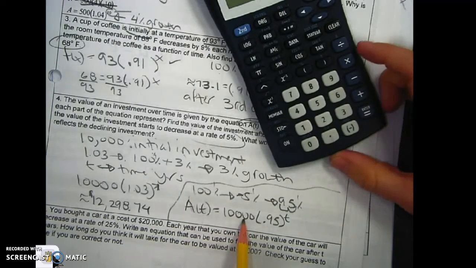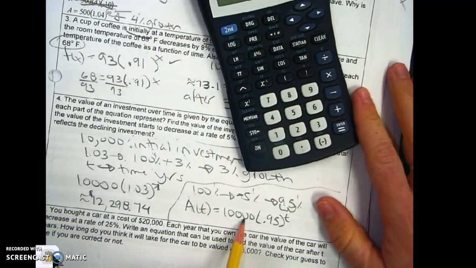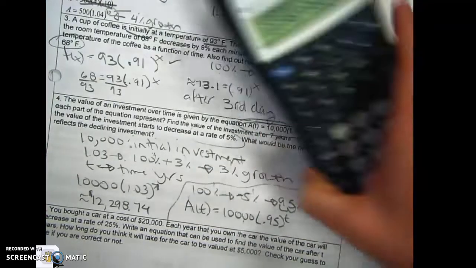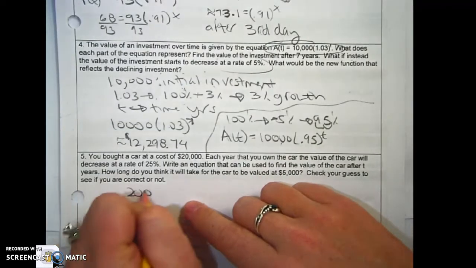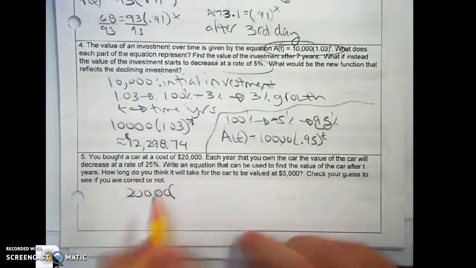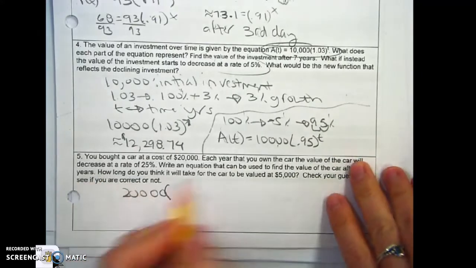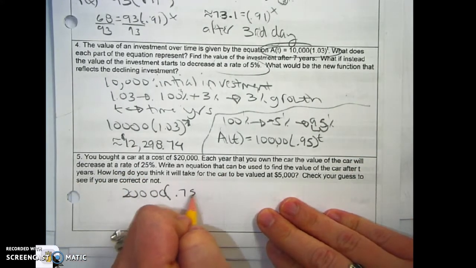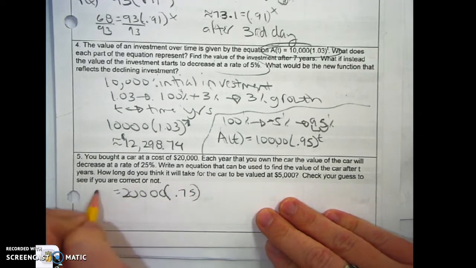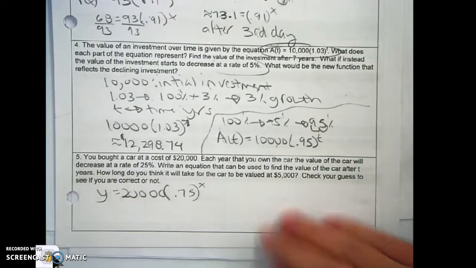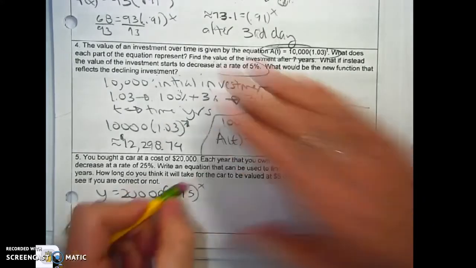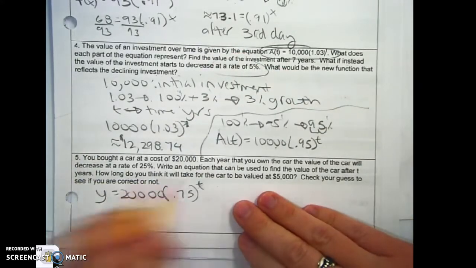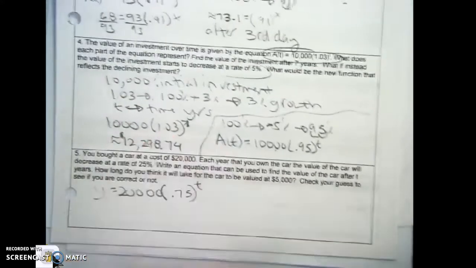And then if you wanted to figure out, I guess that's all we have to figure out. Okay, you bought a car at a cost of 20 grand. There's the initial 123. Each year, it's going to decrease at a rate of 75%. So now it's at 75. Okay, so write an equation used to find the value of the car after t years. So if they're saying after t years, I can do a sub t.